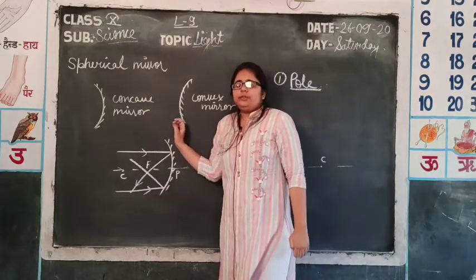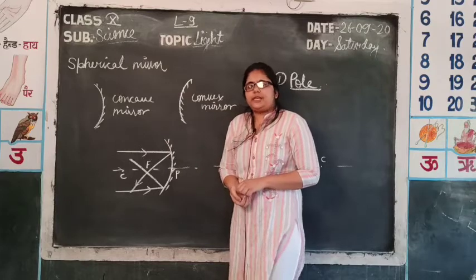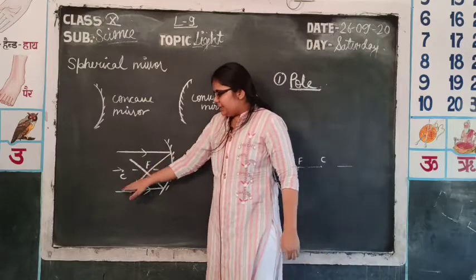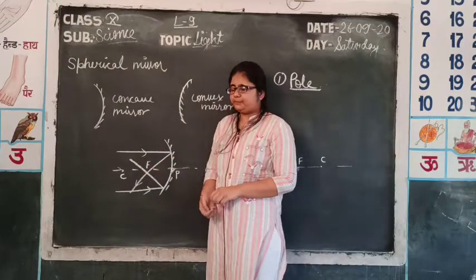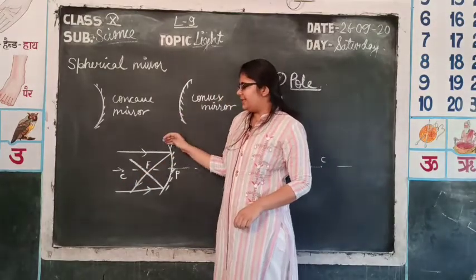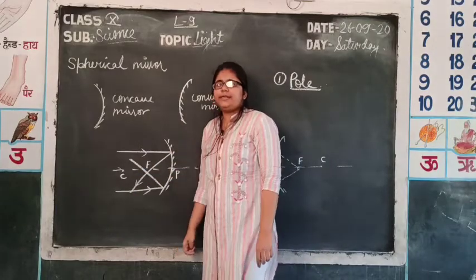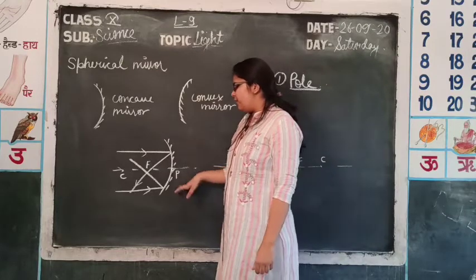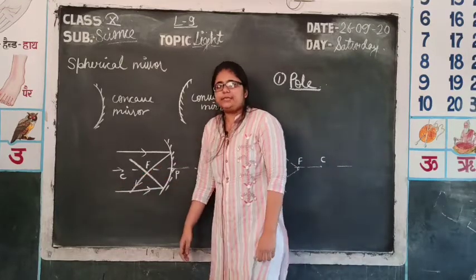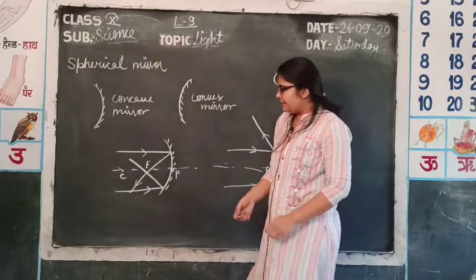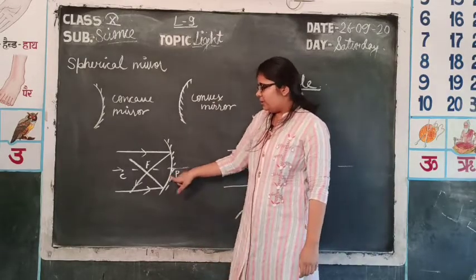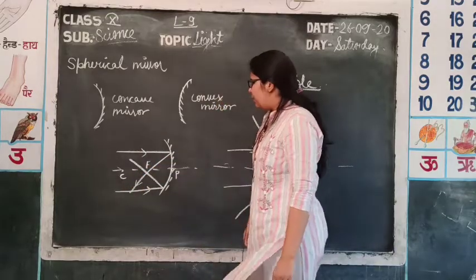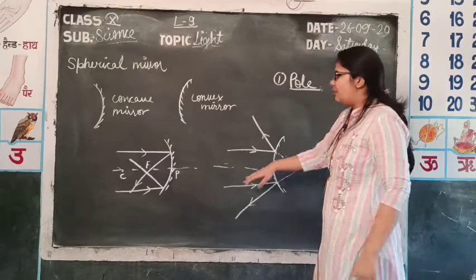As I have told you, the curved surface of a spherical mirror is actually a part of a hollow sphere. So, the center of the whole sphere is the center of curvature. The distance between the pole and the center of curvature is known as the radius of curvature and is denoted by capital R. So, we have discussed the common terms in the concave mirror.